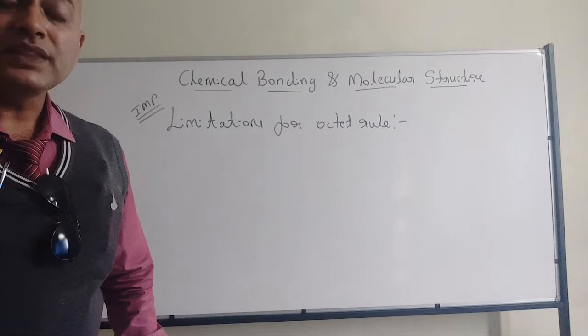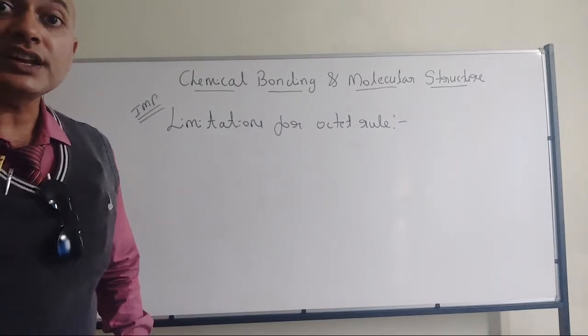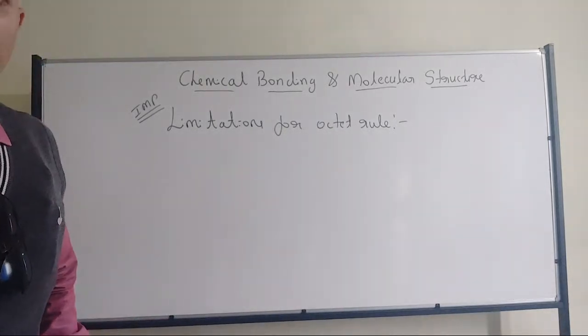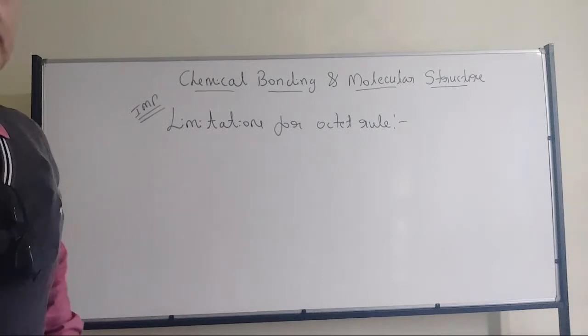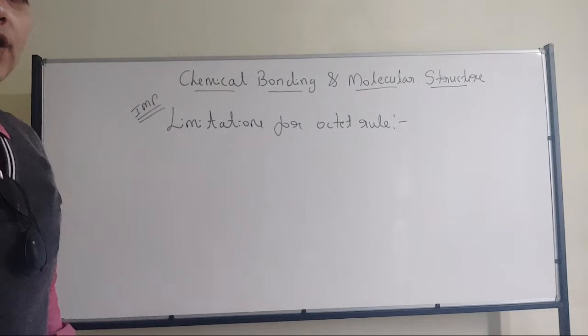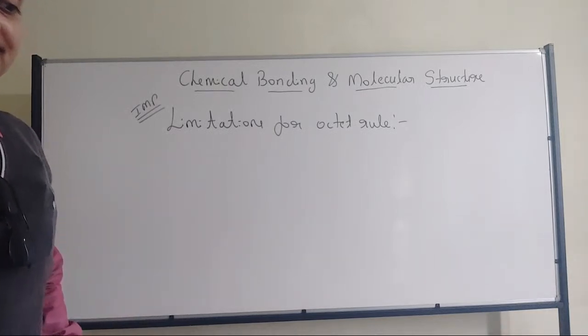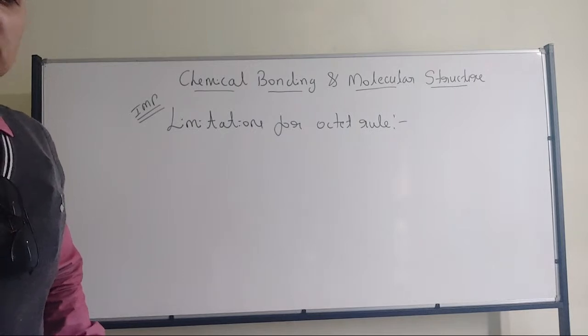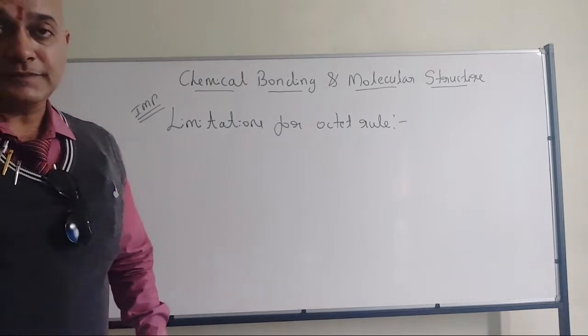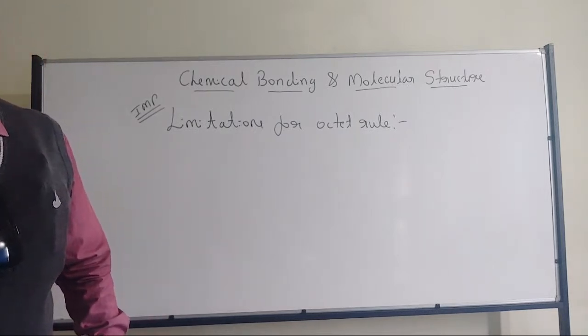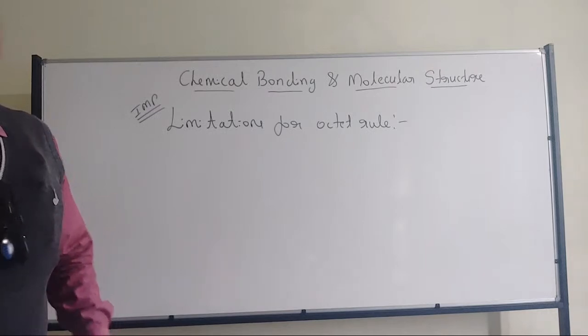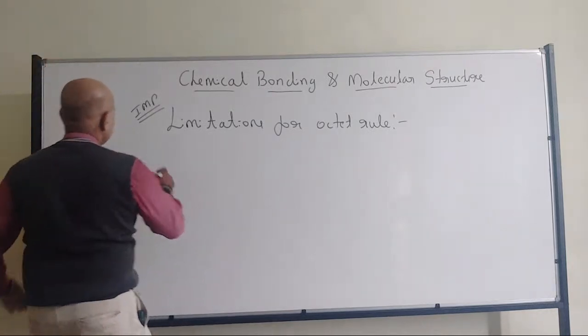So that's where Lewis dot structure has another disadvantage or limitation. Why? It is based on the octet rule. That's where we have the limitations for the octet rule itself. Fine. So what is that limitation? That limitation, the first one, is this.